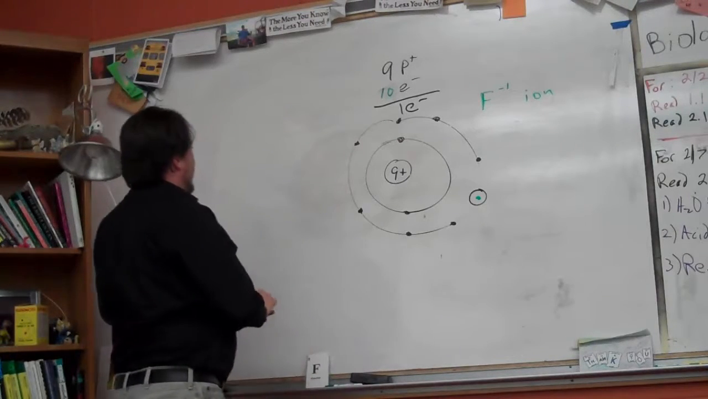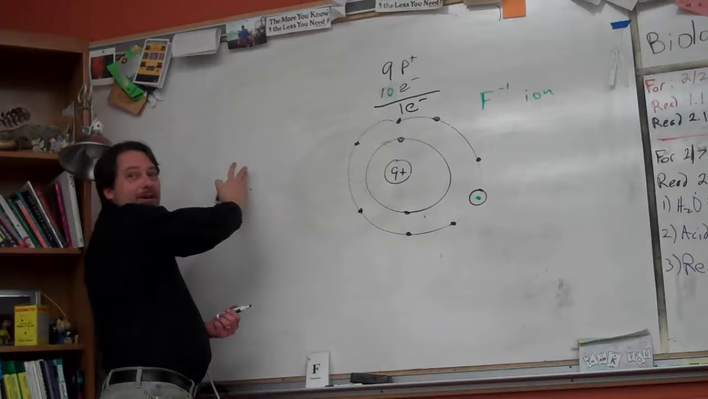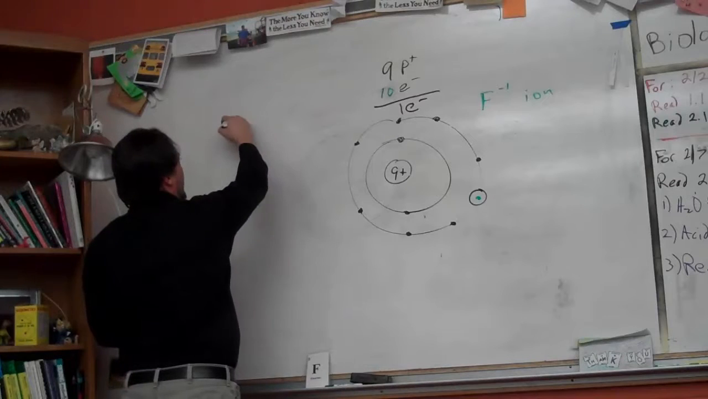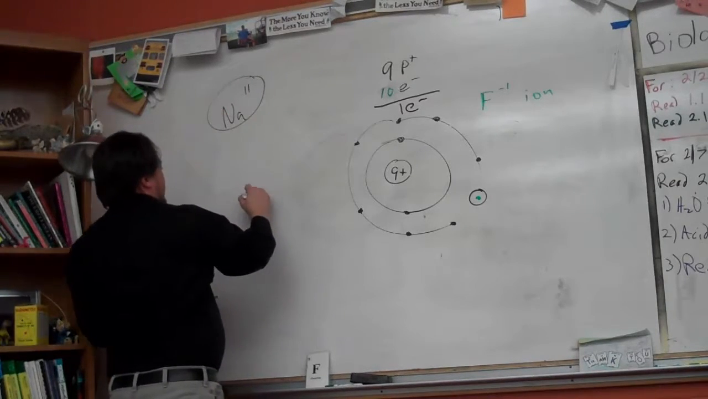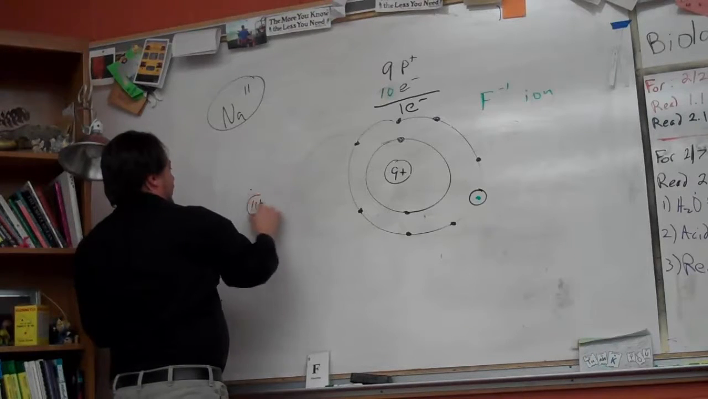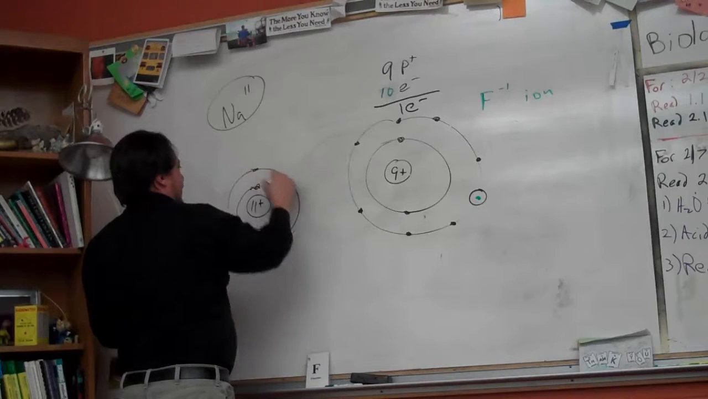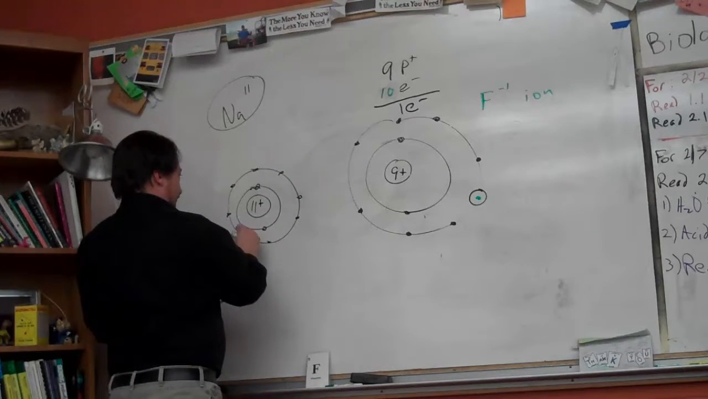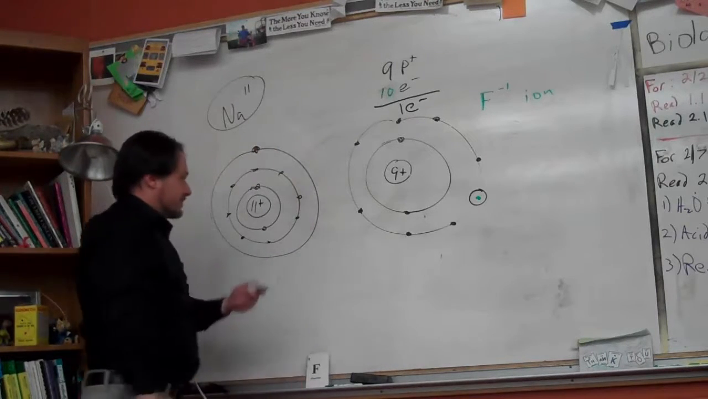And on the other side, we'll do one more example. Am I showing up over here? Good. Okay, so let's do sodium, which is number 11. We'd have 11 positive charges, then we'd have 2 here, we'd have 8 here, and we'd have 1 more.